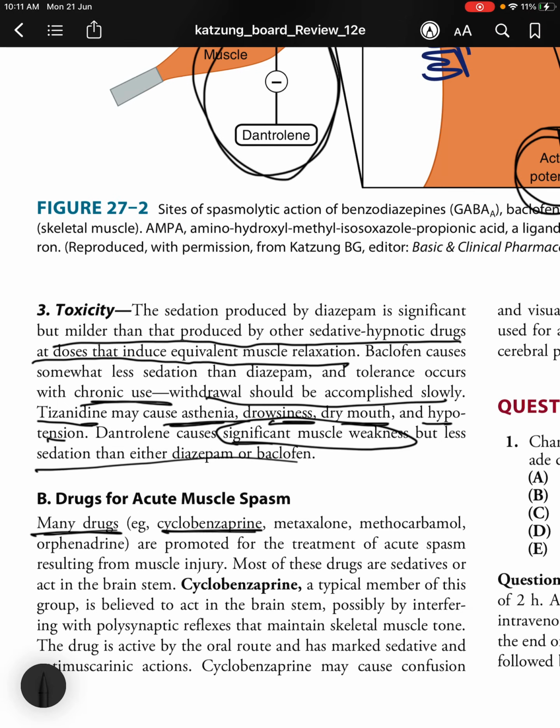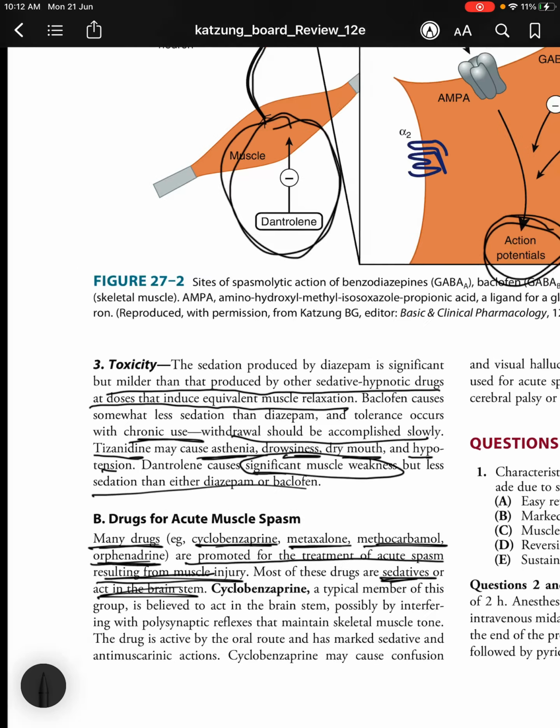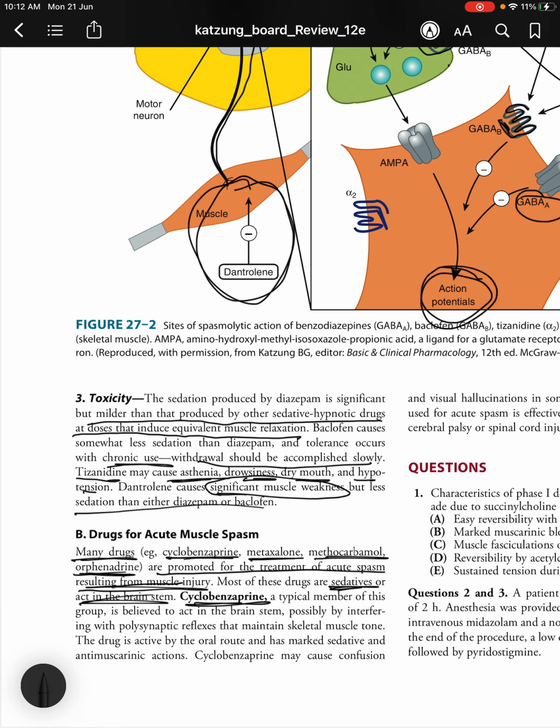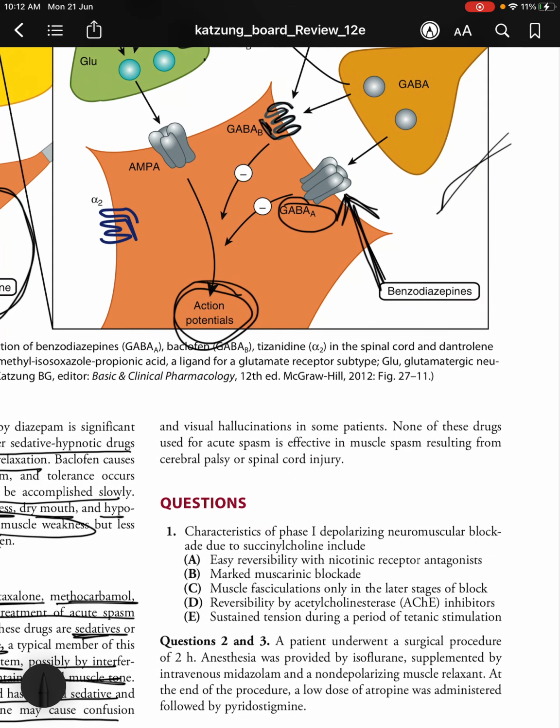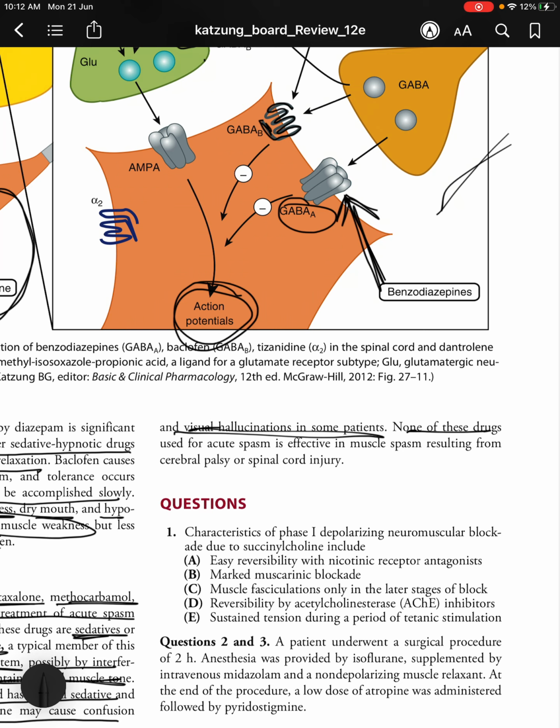So drugs for acute muscle spasm, we have many drugs such as cyclobenzaprine, carisoprodol, metaxalone, methocarbamol, and orphenadrine. They are promoted for the treatment of acute spasm resulting from muscle injury. Most of these drugs are sedatives or act in the brainstem. So cyclobenzaprine, a typical member of this group, is believed to act in the brainstem, possibly by interfering with polysynaptic reflexes that maintain skeletal muscle tone. The drug is active by the oral route and has marked sedative and antimuscarinic actions. Cyclobenzaprine may cause confusion and visual hallucinations in some patients.